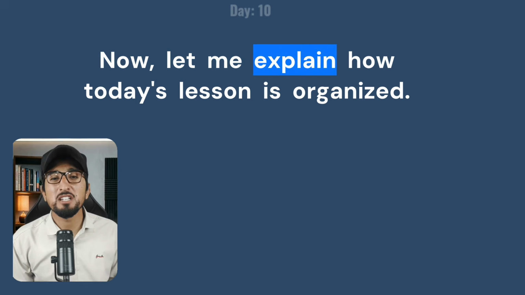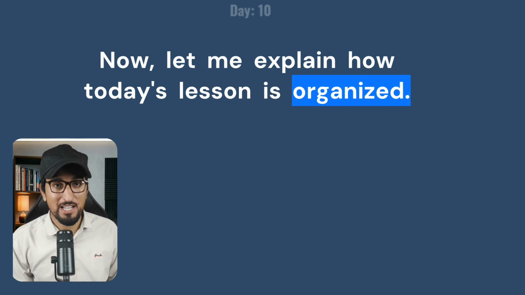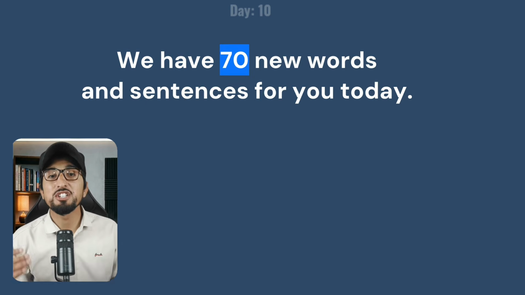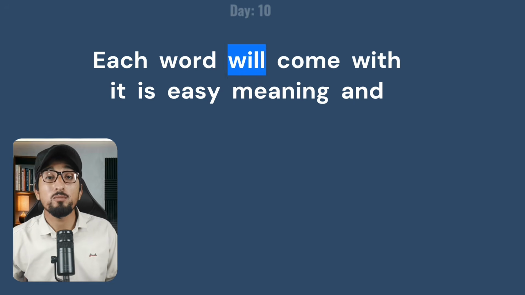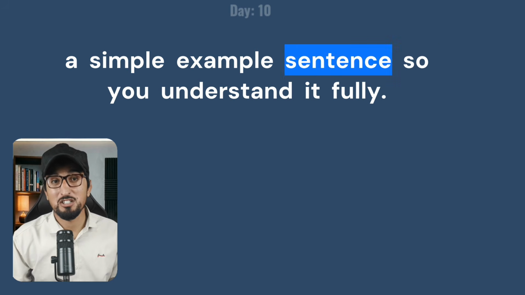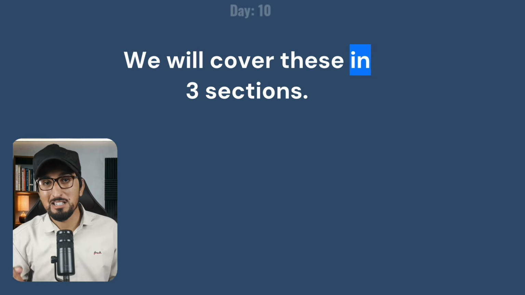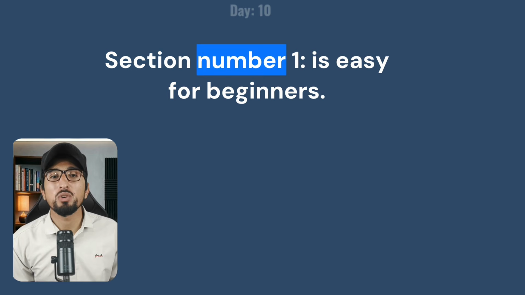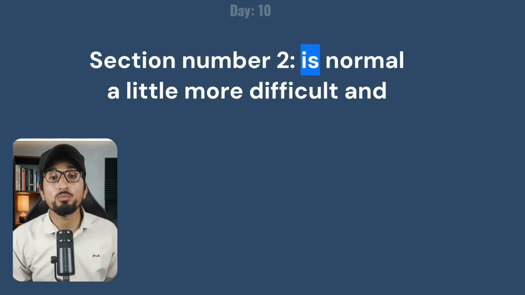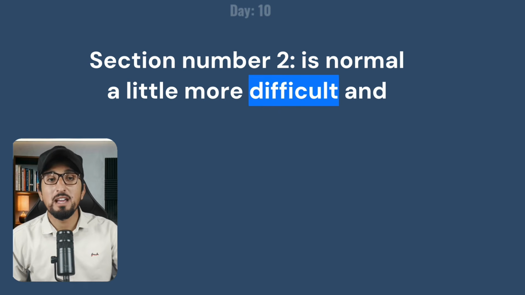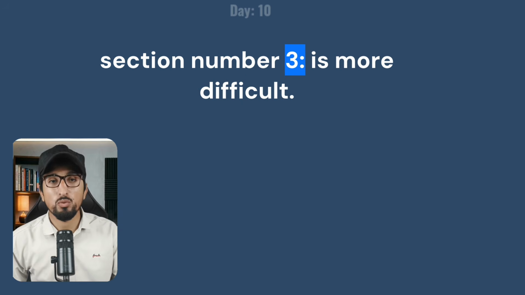Now, let me explain how today's lesson is organized. We have 70 new words and sentences for you today. Each word will come with its easy meaning and a simple example sentence, so you understand it fully. We will cover these in 3 sections. Section number 1 is easy for beginners. Section number 2 is normal, a little more difficult. And section number 3 is more difficult.